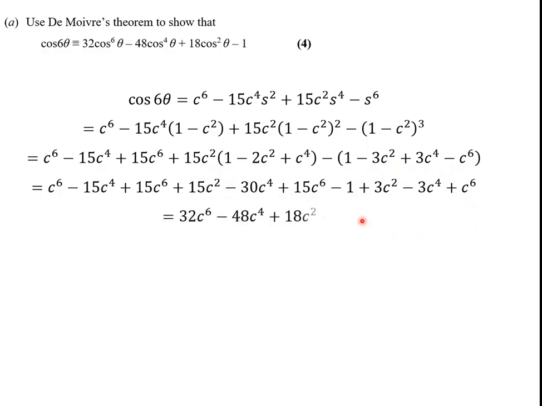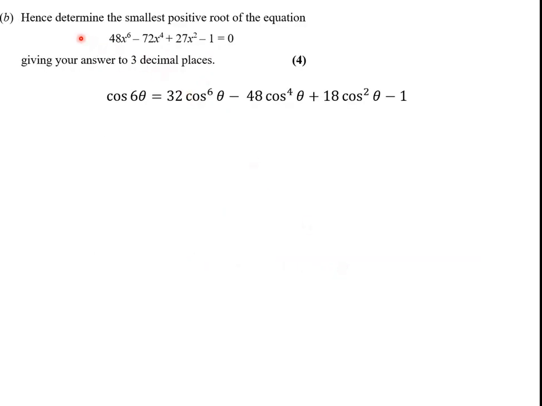And then I'm going to simplify it, I do get 36c to the power of 6, 48c to the 4, plus 18c squared minus 1, and then now you'll need to write it in that form at the end. They'll be happy with this in the working, I think, but you need to write the complete form out at the end. Right, then the second part, hence determine the smallest possible root of that equation.